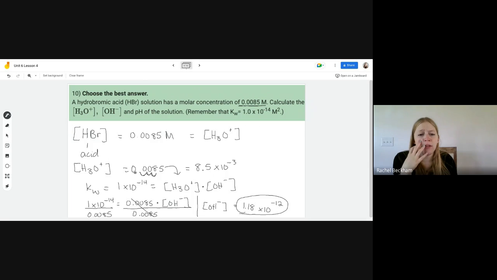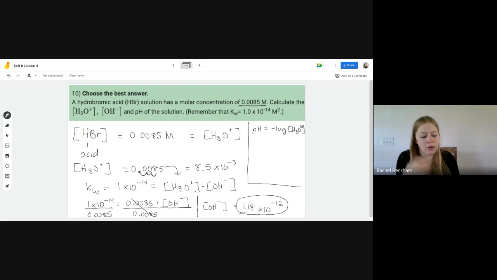I'm not sure if your answer is supposed to look like this or supposed to look like this, but the H3O plus concentration is 0.0085, which is the same as 8.5 times 10 to the negative 3. And then lastly, they want us to calculate the pH. pH is the negative log of H3O plus.